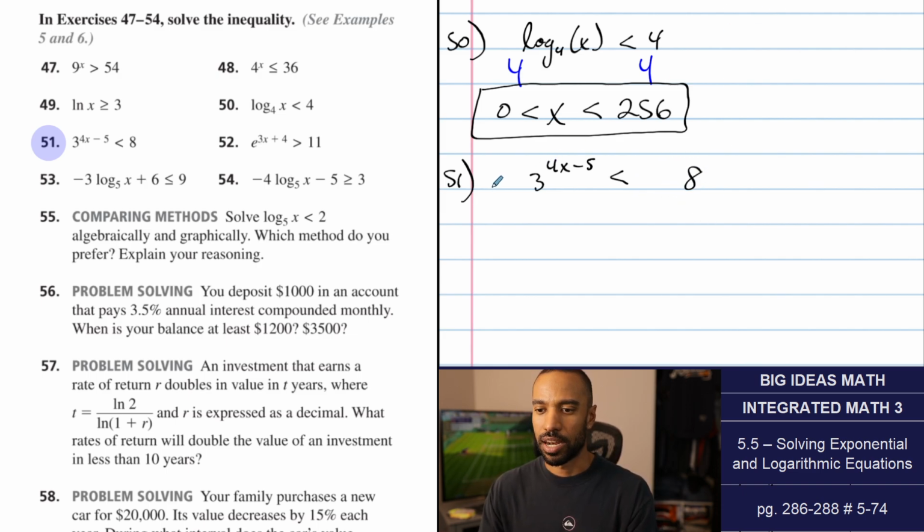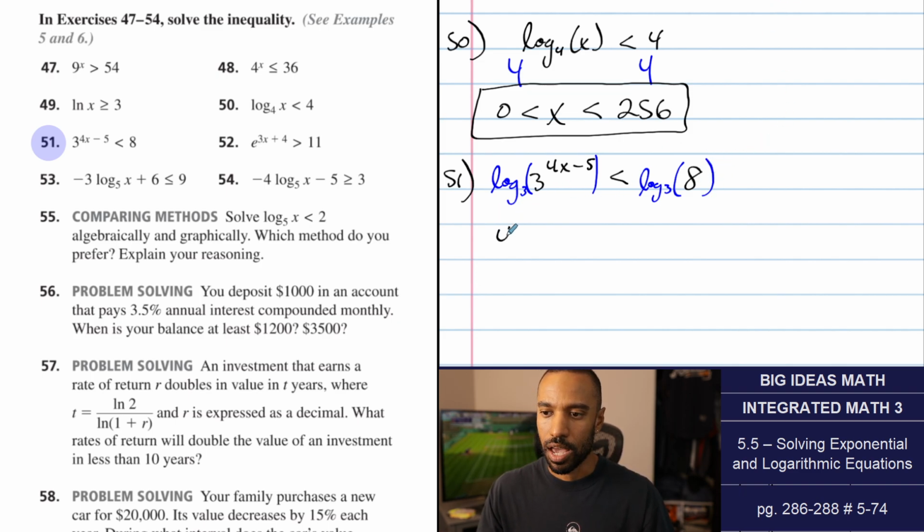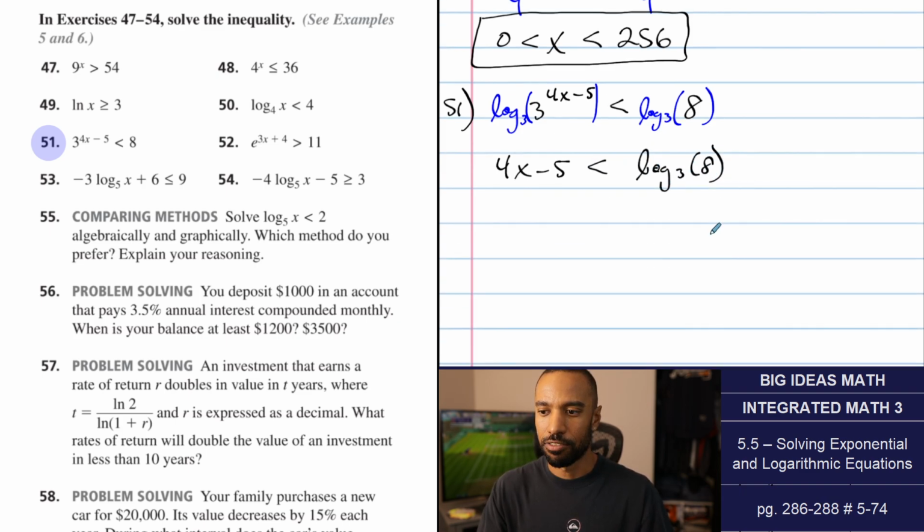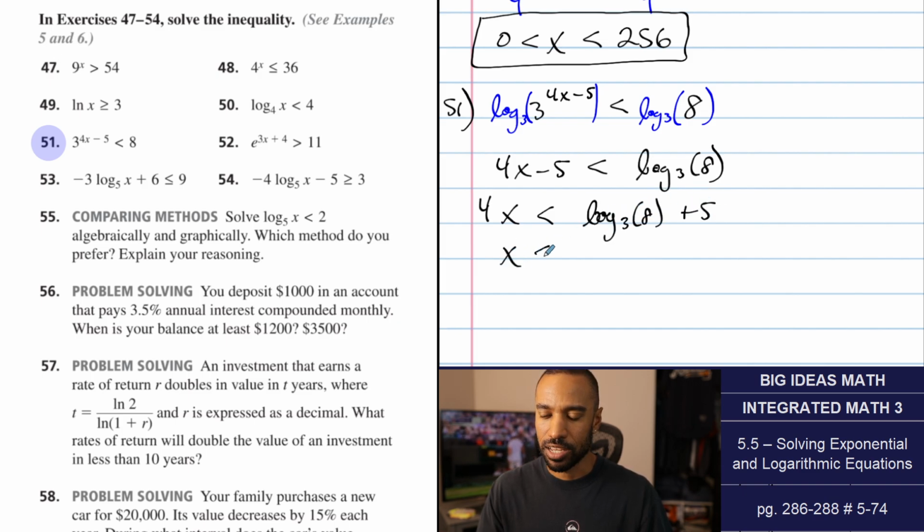3 to some power cannot give me 8 naturally, so we're just going to log base 3 both sides right now. We'll do some extra solving. So we got 4x minus 5 is less than log base 3 of 8. We have to add 5 and divide by 4. So 4x is less than log base 3 of 8 plus 5. And divide by 4, x is less than log base 3 of 8 plus 5 divided by 4.